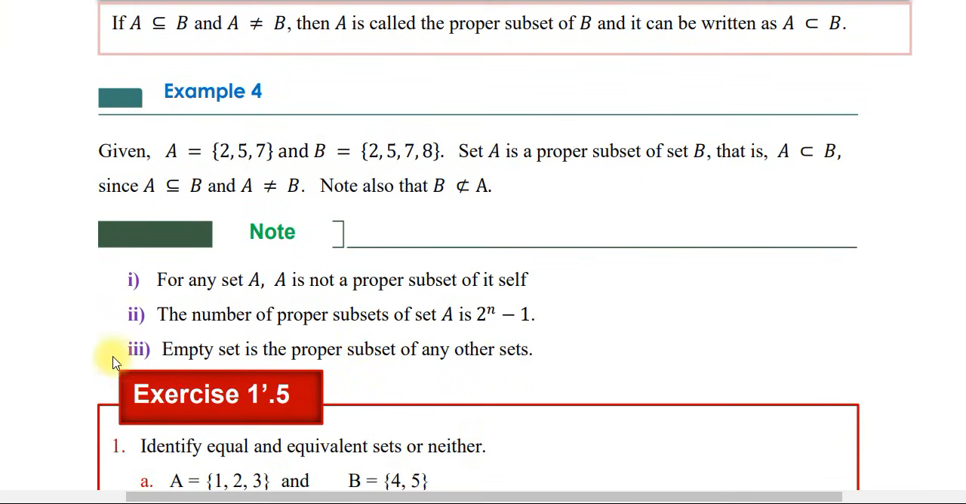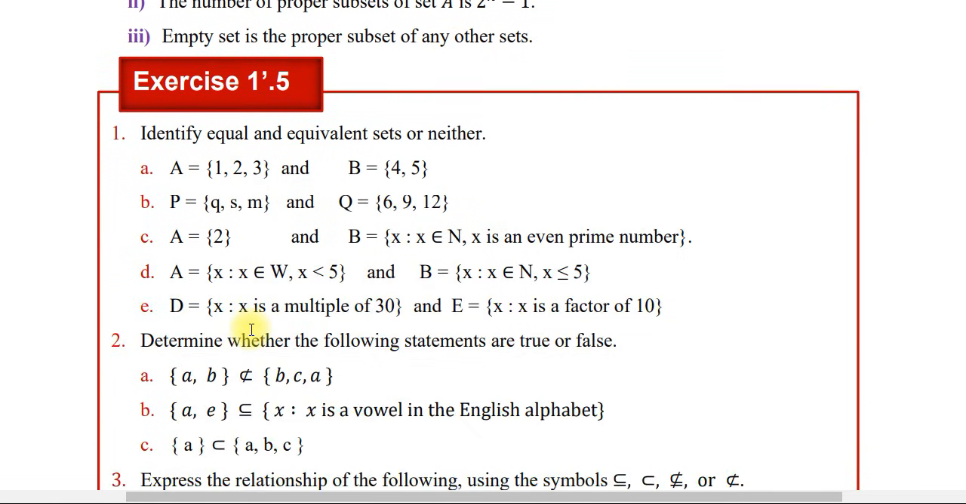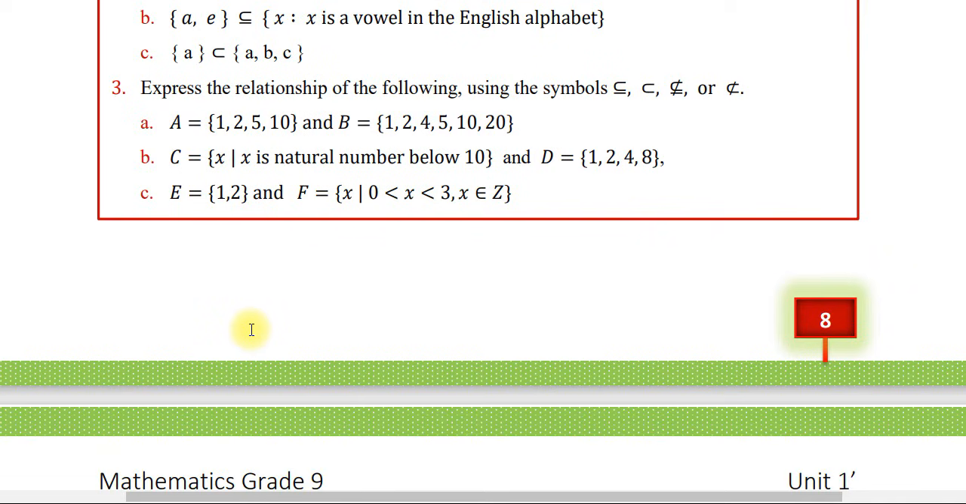and number 3 empty set is a proper subset of any other set like that of subset። ልክ እንደ ሰብሴት ኤምፒቲ ሴትም የፕሮፐር ሰብሴት ክፍል ነች ማለት ነው። ኦኬ ስለዚህ በዚህ መንገድ እነዚህን ሶስት ማስታወሻዎች መረዳት ያስፈልጋል ማለት ነው። እዚህ ጋር ምን አለን?